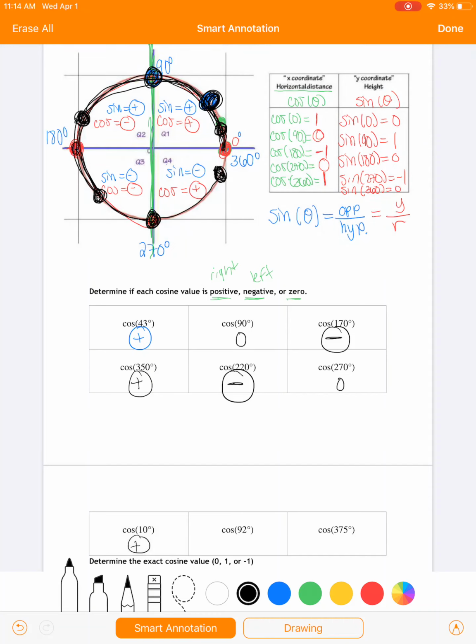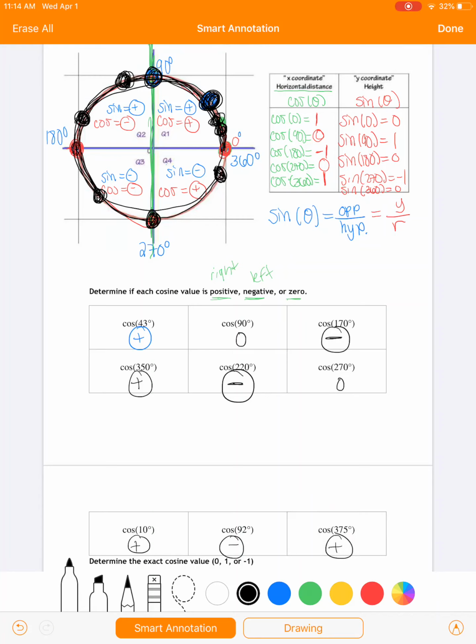92 degrees would mean I went past 90. I'm up here. And now I'm on the left side, so cosine of 92 is negative. And then 375, remember we can go past 360, so I would do a 360 degree angle and then go a little bit past it to be at 375, which would put me on the right side.